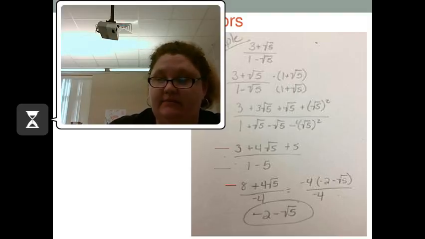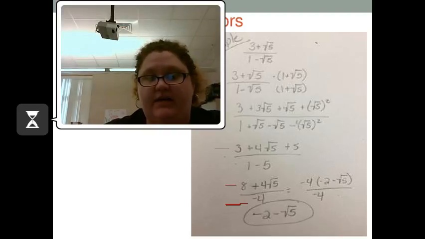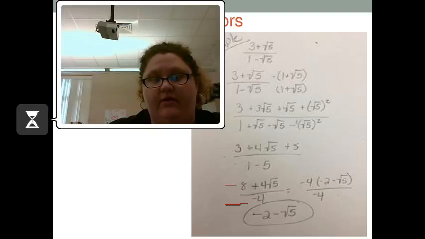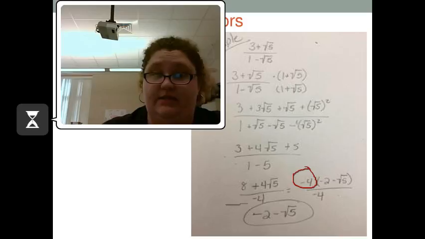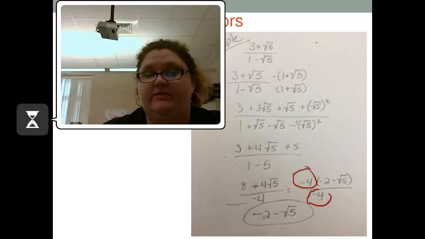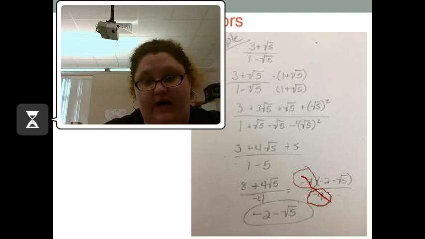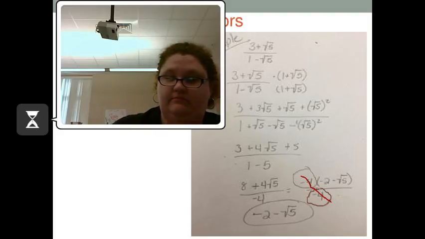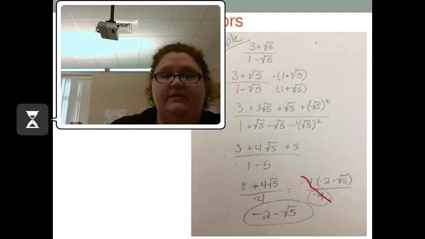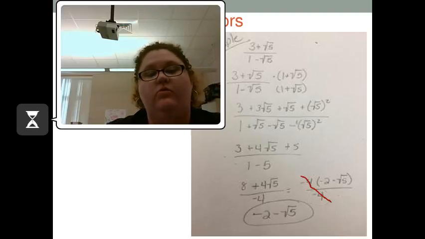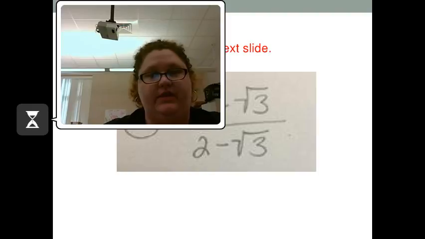Now, we can simplify this a little bit more if we factor out a negative 4 in the numerator. That's going to give us a negative 4 on top and a negative 4 in the denominator. So we're going to be able to cancel those negative 4s out, which will leave us with negative 2 minus the square root of 5. Here's a practice problem. Pause the video, work out the problem, solutions on the next slide.